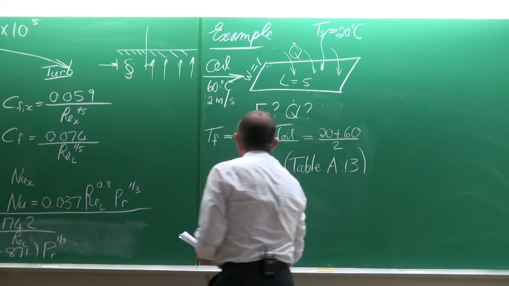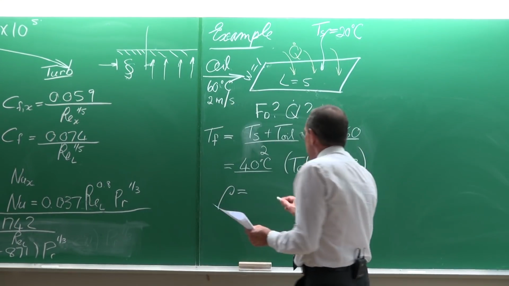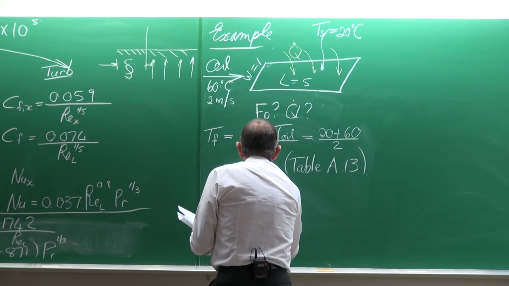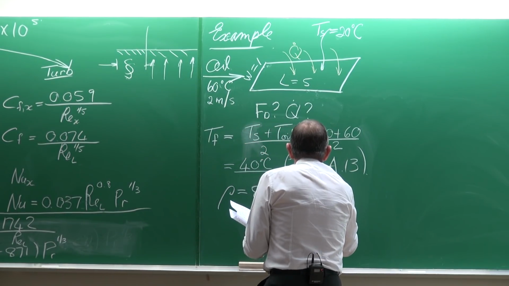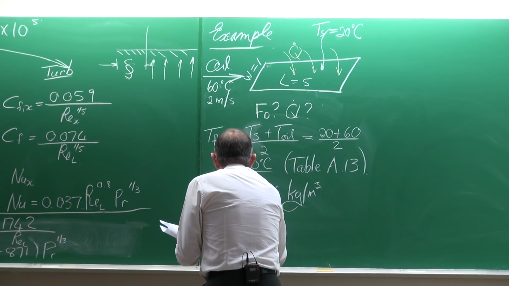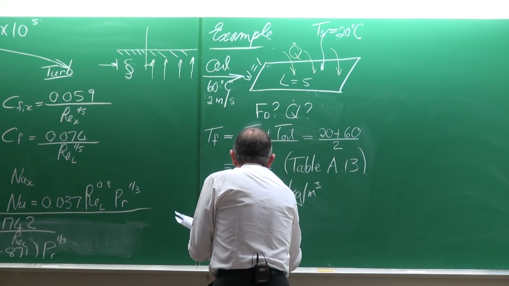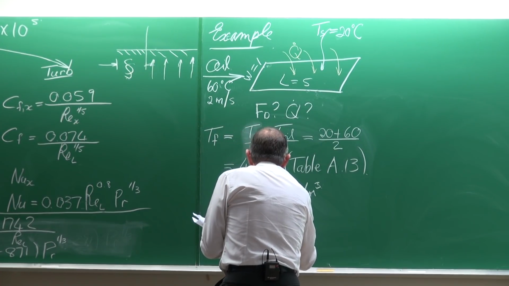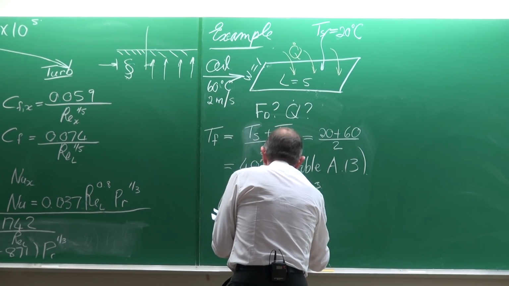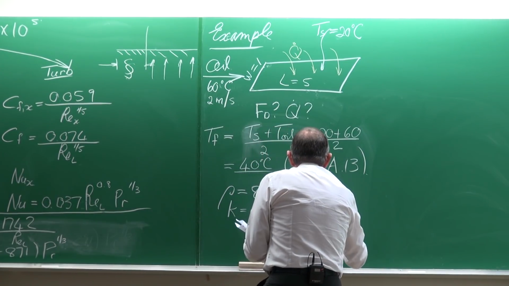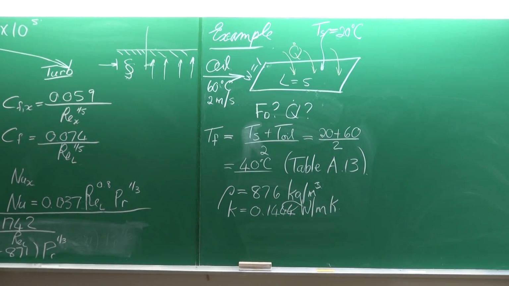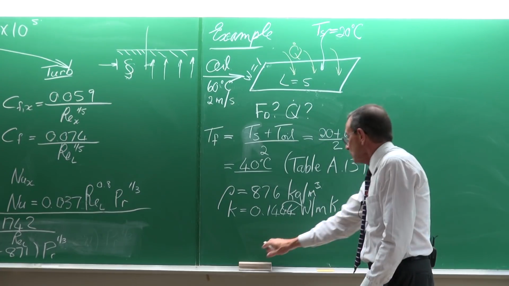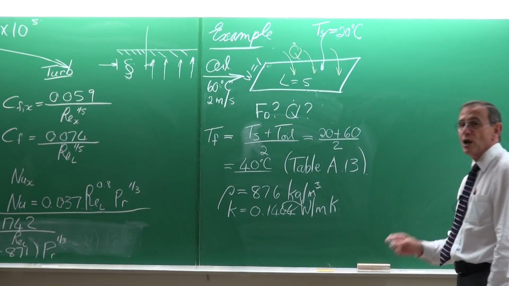While you're busy, I'm going to write it down. Density is equal to 876 kilograms per cubic meter. The thermal conductivity K is equal to 0.1444 watts per meter Kelvin. Ladies and gentlemen, if you've got your textbook here, please open it, because most probably you would like to write a very important note in it.